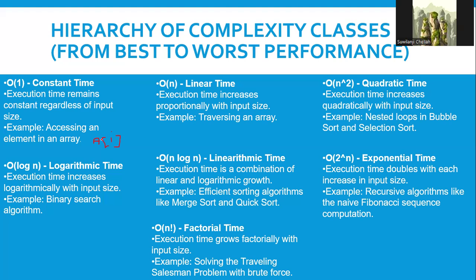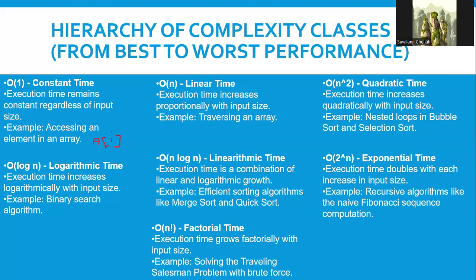So second is logarithmic time, where the execution time increases logarithmically with input size. An example could be a binary search algorithm. That's going to be discussed later on. Then big O of n, which is linear time, where execution time increases proportionally with input size. An example is maybe traversing the array.